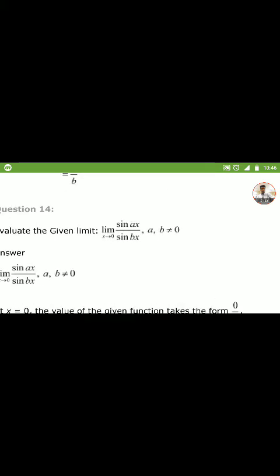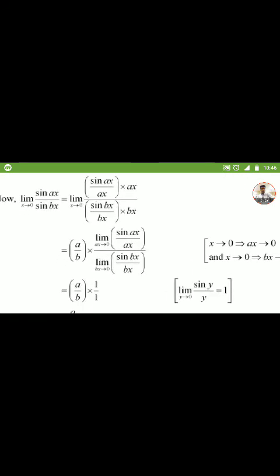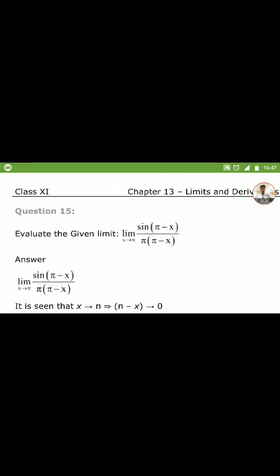You have a limit x tends to 0 sin ax, so you divide and multiply by ax, and in the denominator bx you multiply and divide with bx, so bx in the numerator as well as in the denominator. So it will be left with a by b, only a by b, and that x goes off, and limit x tends to 0 sin x by x, you know it's 1. So when x tends to 0, ax will also tend to 0. So limit numerator and denominator both come out to be 1 by 1, and the answer is 1, and a by b into 1 is a by b.